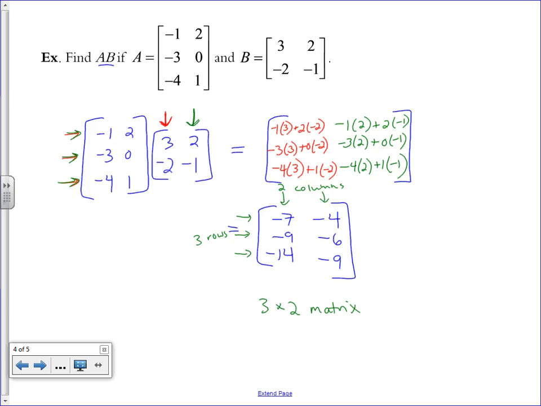So if you're trying to set up your answer matrix and you don't know how much room to leave, you can always do that little mental calculation to figure out what your answer matrix is going to look like. Okay? And that is all.